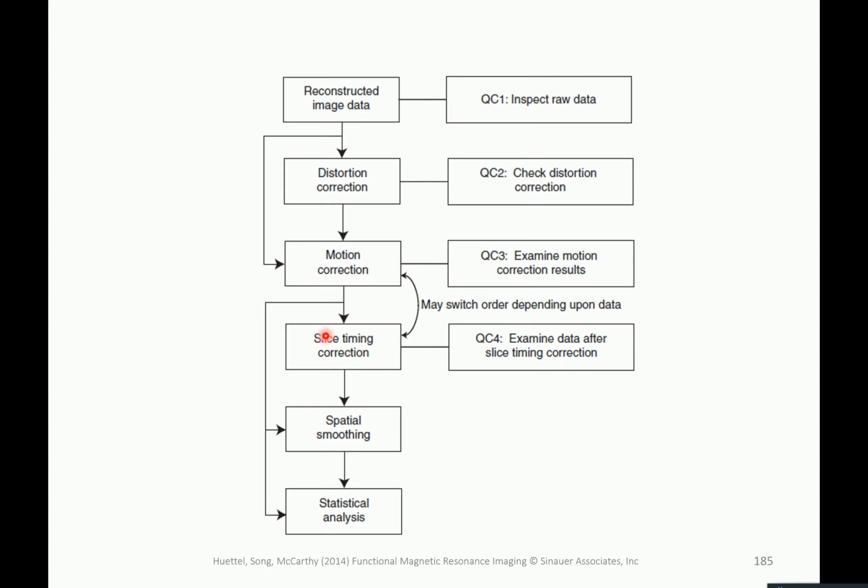Then you can do slice timing correction. However, this is also not always done. Then you can do spatial smoothing. Normally there is some spatial normalization step also in here, which is not shown.